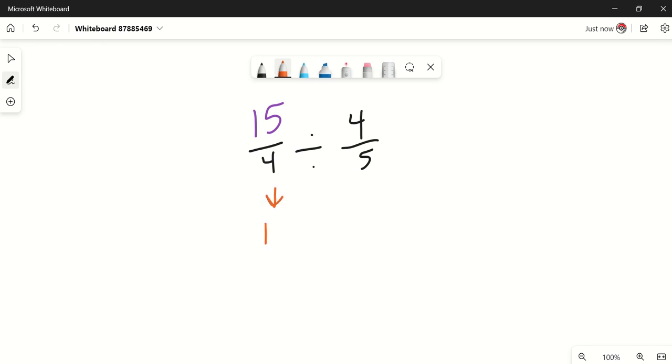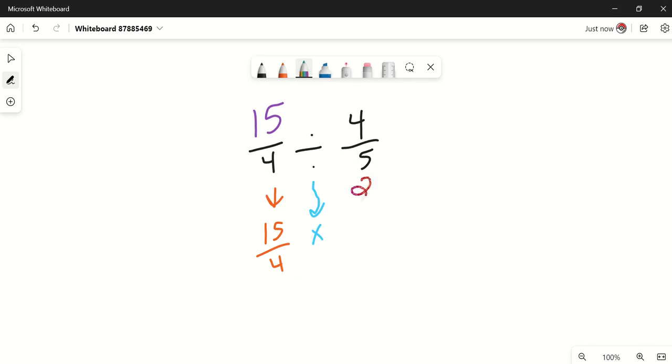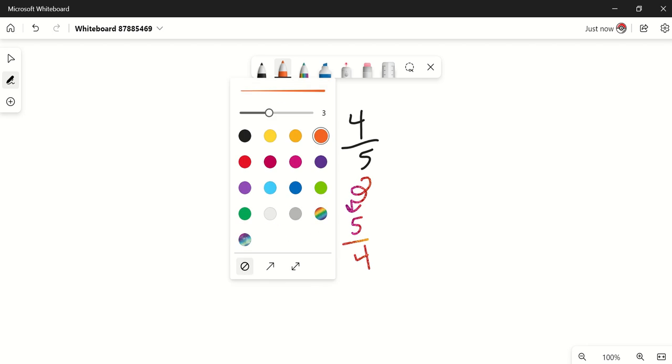First number comes straight down, stays the same. Division becomes multiplication. And we flip or take the reciprocal of our second number, or the number we are dividing by, our divisor. This will become 15 over 4 times 5 over 4. Cannot cross simplify here. 15 and 4 have nothing in common. 4 and 5 have nothing in common. I will be multiplying straight across.